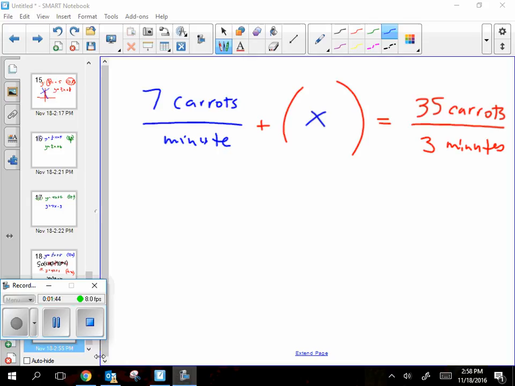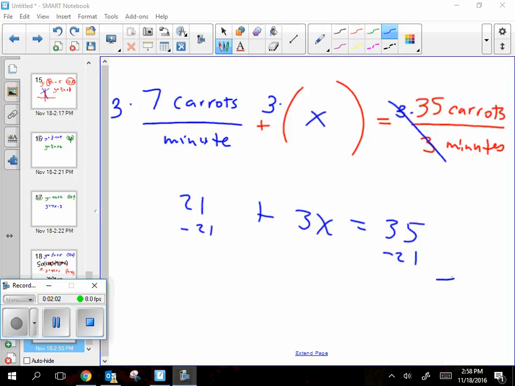Let's say I just wanted to find the rate of my unknown carrot picker. I'm going to start by multiplying everything by 3. I'm going to multiply this by 3, and this by 3, and this by 3. And I hope you know why I did that, because I want my denominators to cancel. All right, so now I have 7 times 3 is 21, plus 3x is equal to 35. Now I'm going to subtract 21 from both sides, and I have 14, and then divide by 3, and I have x equals 14 thirds.